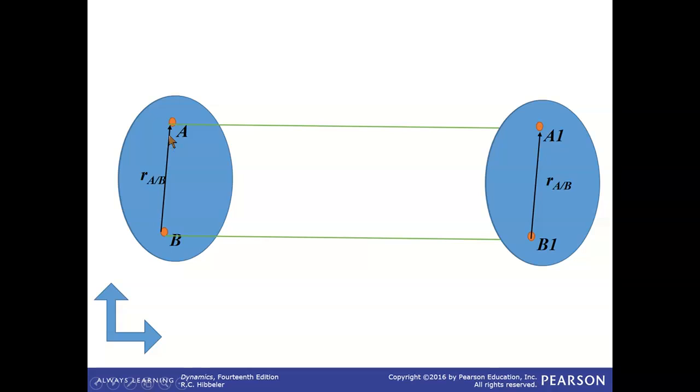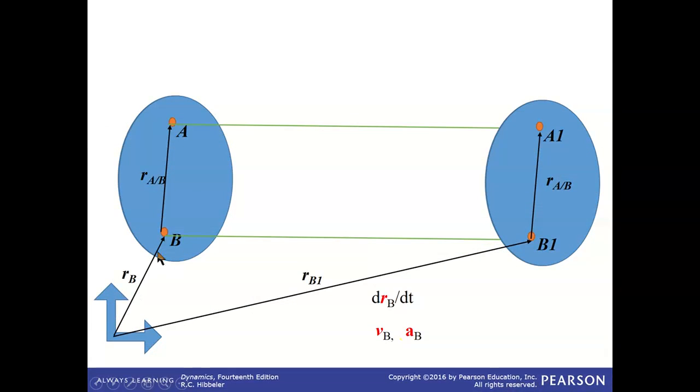In this slide, you can see that this R A/B is the position of A with respect to B. And this vector remains unchanged when the body moves from left to right. And the green lines indicate the path taken by the body. In this example, if we set up our coordinate system as shown in the figure here, where x is horizontal and y is vertical, then we can define the position of point B using a position vector R B. And after some time, when the body goes from left to right, we can define the new position of point B using position vector R B1.